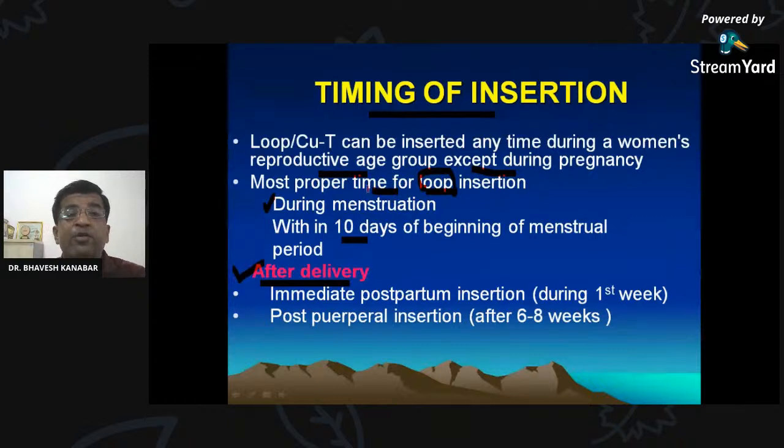They are monitoring the success rate of the PPIUCD insertion, as well as issues related to PPIUCD. So PPIUCD, immediate postpartum IUCD, is very important, as a woman is more receptive about this contraceptive matter after pregnancy. So she can be easily convinced for PPIUCD. Postpartum insertion can also be after 6 to 8 weeks. During the first week, if it is inserted, it is called PPIUCD, and after 6 to 8 weeks, it is called postpartum insertion. As you know, after pregnancy the puerperal period begins.